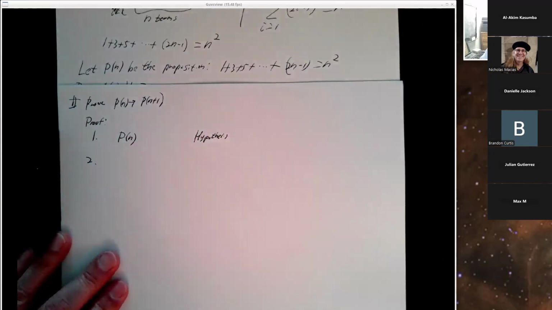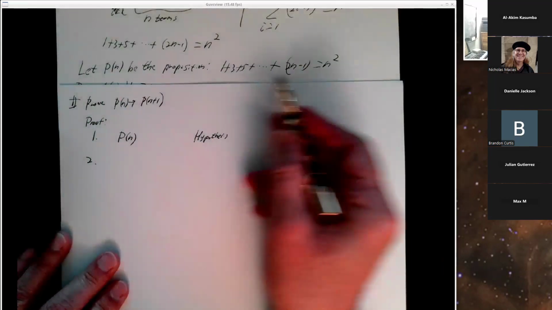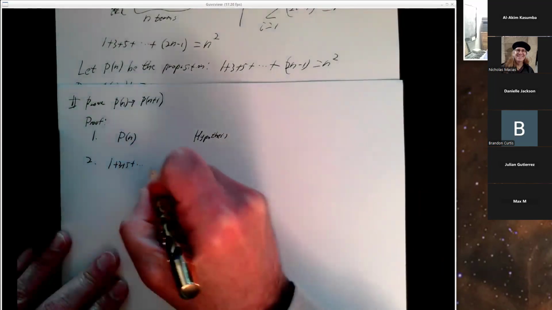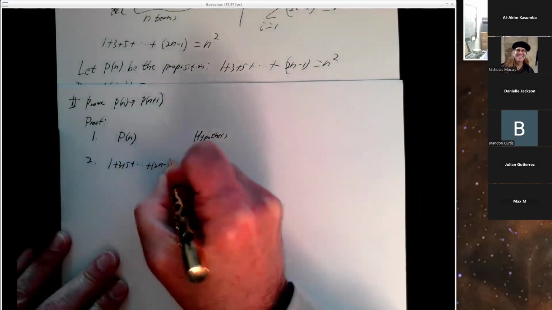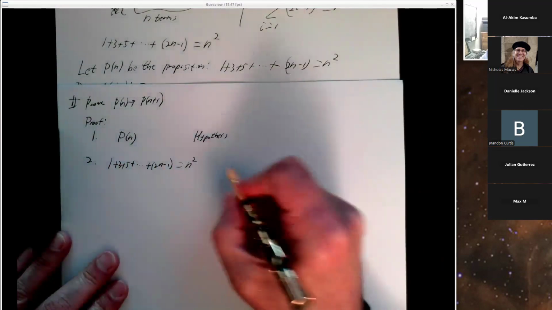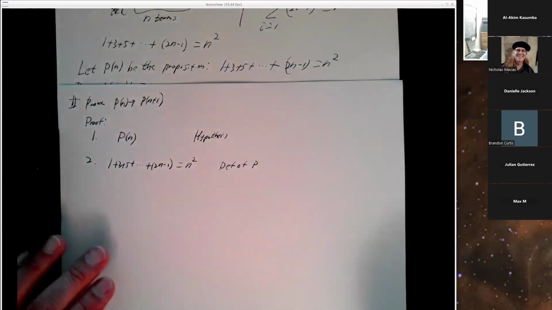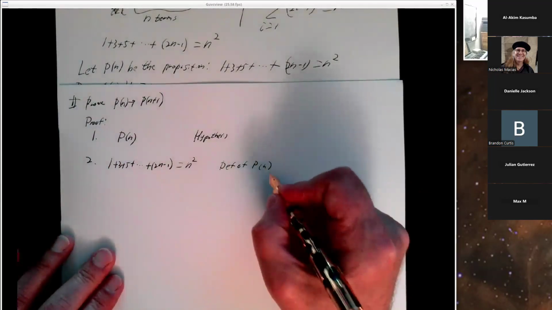Step two, I'm going to write out what P of n is, which is right here, 1 plus 3 plus 5 plus 2n minus 1 equals n squared. That's the definition of our proposition P of n.